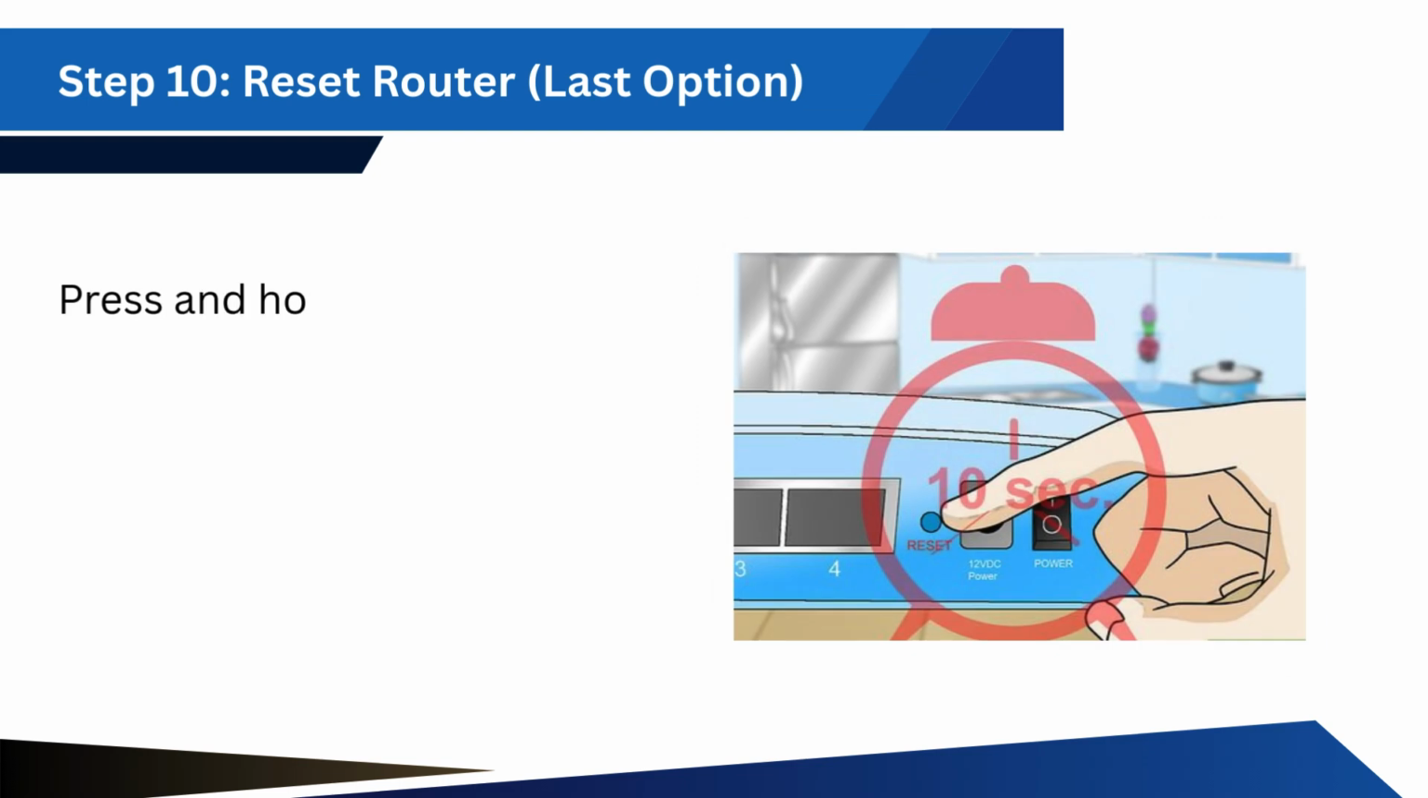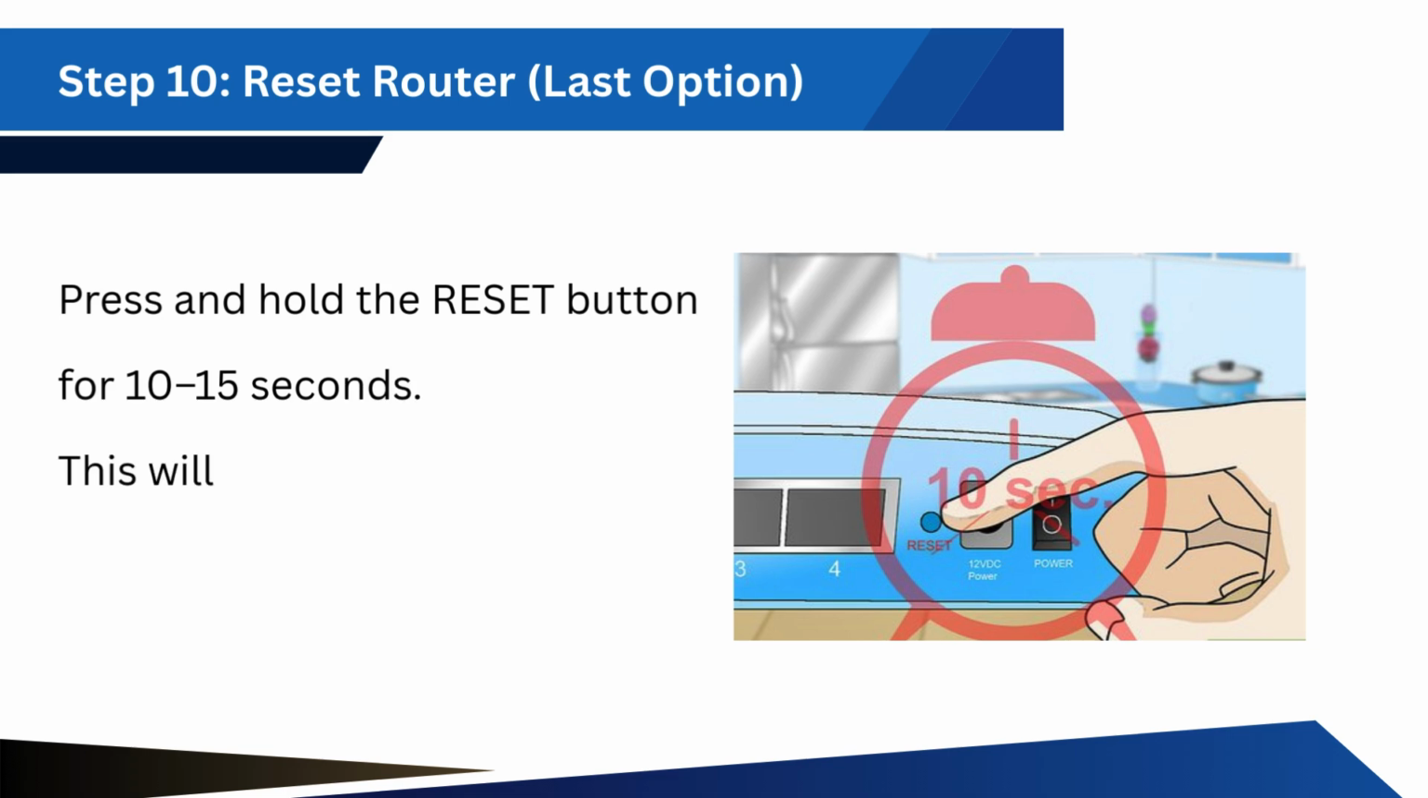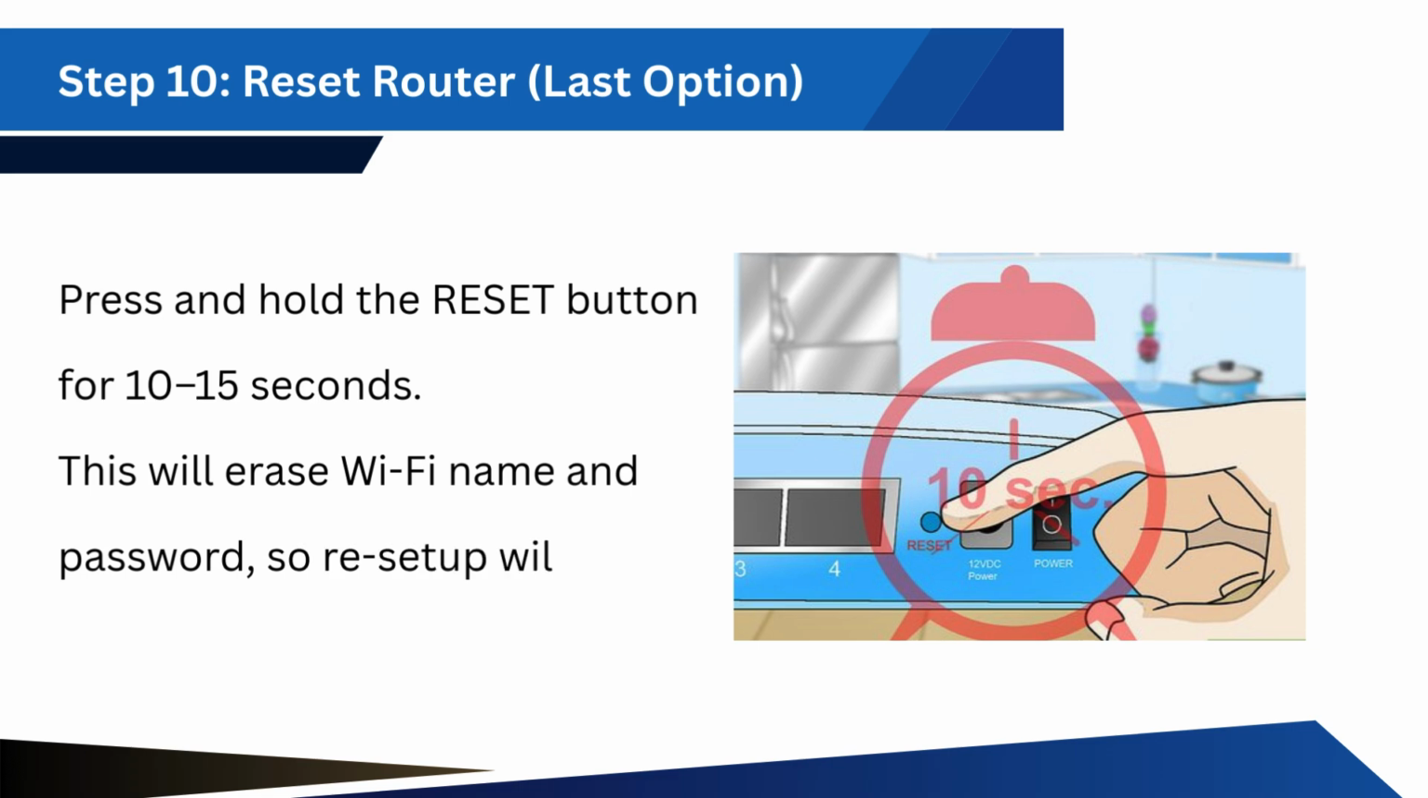Step 10. Reset router, last option. Press and hold the reset button for 10 to 15 seconds. This will erase the Wi-Fi name and password, so re-setup will be required.